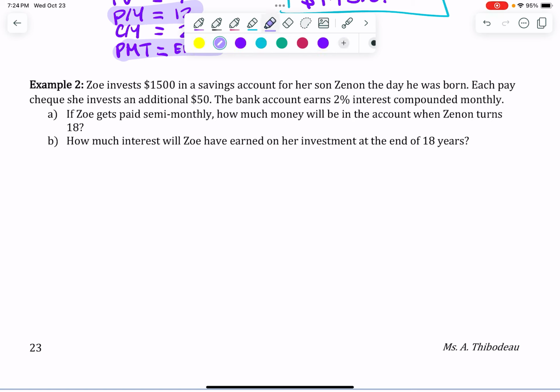So Zoe invests $1,500 in a savings account for her son, then in the day he was born. Each paycheck, she invests an additional $50. The bank account earns 2% interest compounded monthly. If Zoe gets paid semi-monthly, how much money will be in the account when Zen turns 18?